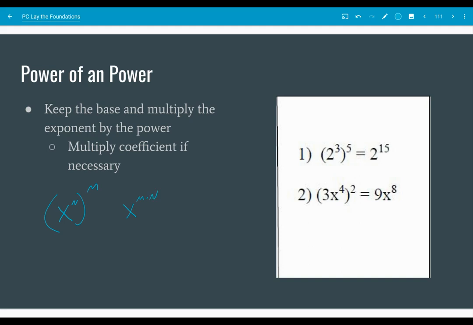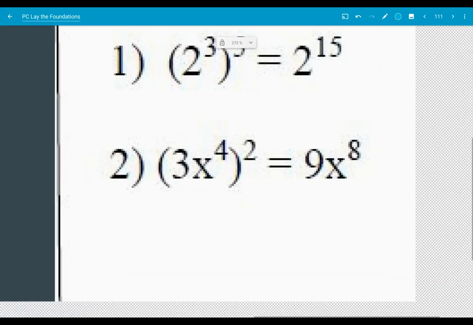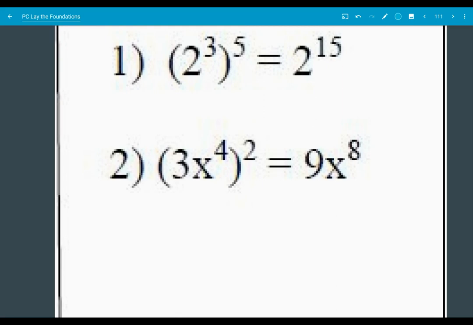Now there's one thing to be careful of, and we'll see that in our specific example over here. So remember with parentheses that what's outside has to happen to everything inside. So when we have 3x to the fourth, squared, what that really means is we have 3 squared times x to the fourth squared.